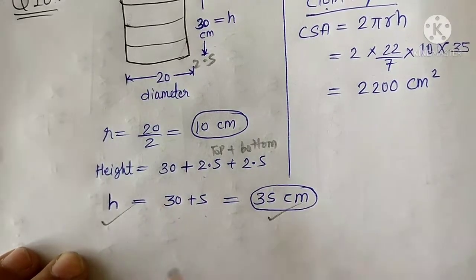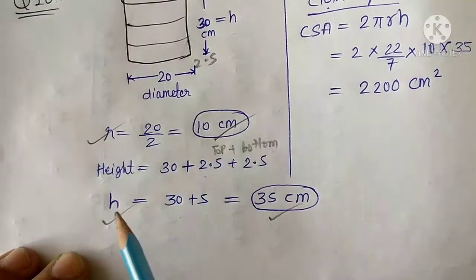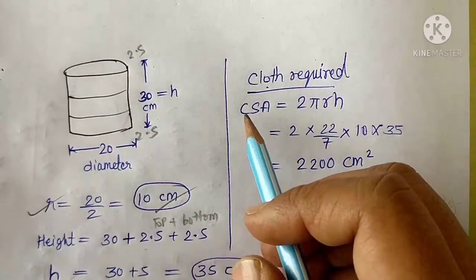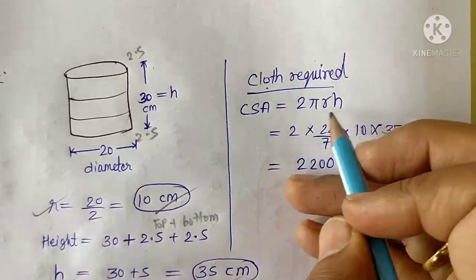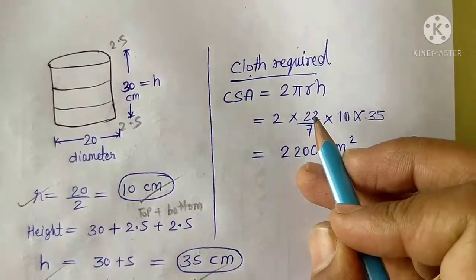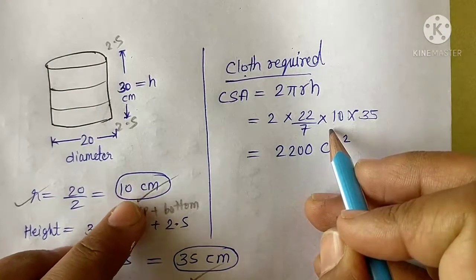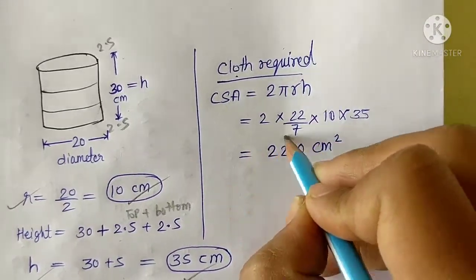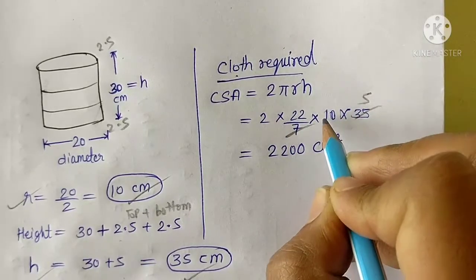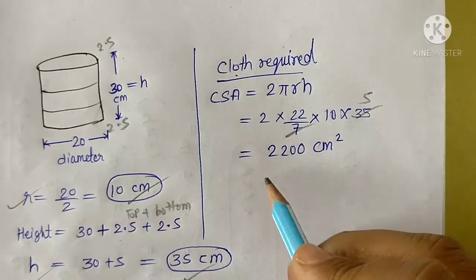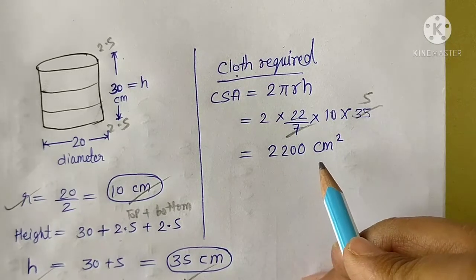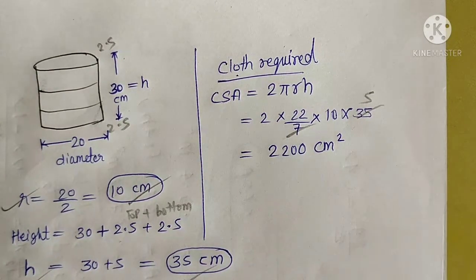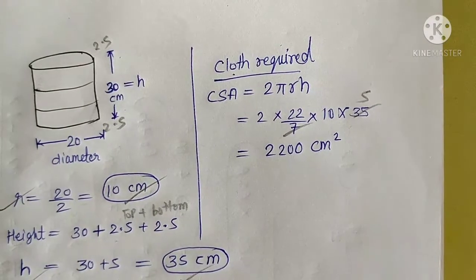So now we have our height and we have our R, the radius also. It becomes very easy to find the required cloth, that is CSA. 2 pi R H, so 2 multiplied by 22/7, R is 10, which we just found, and H, the height, is 35. 7 5s are 35, 5 10s are 50, 50 multiplied by 44 comes 2200 centimeters square. So this much cloth is required for covering that lampshade. I hope it is clear.